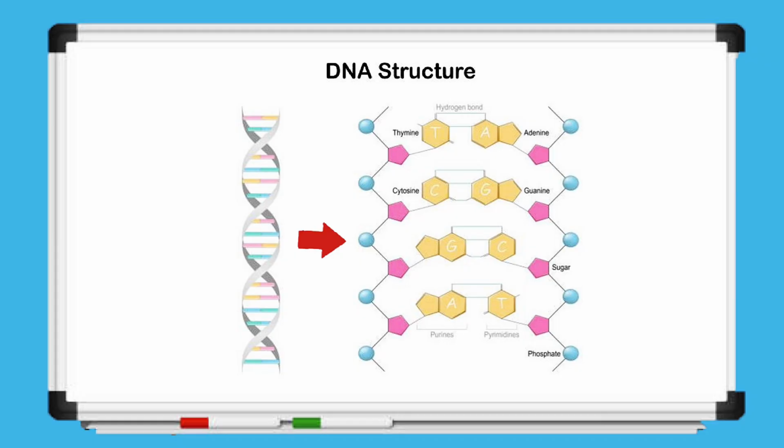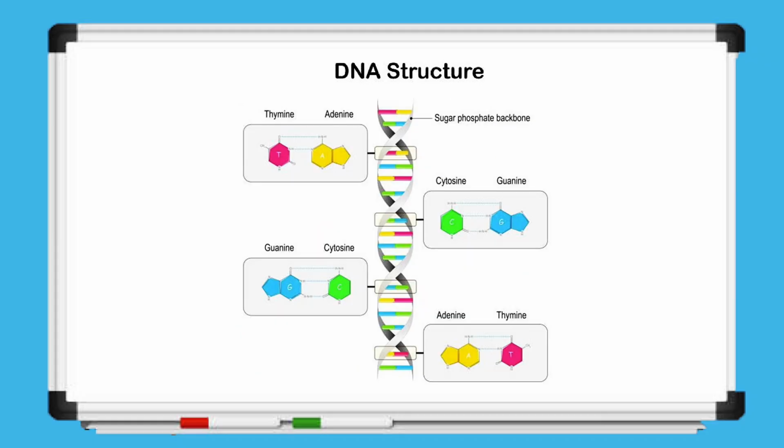Now, this ladder does not stay flat. It twists around itself to form a spiral shape called a double helix. This twisting helps a very long DNA molecule to fit inside the small nucleus of a cell. So, this is how the double helix is organized into specific parts.